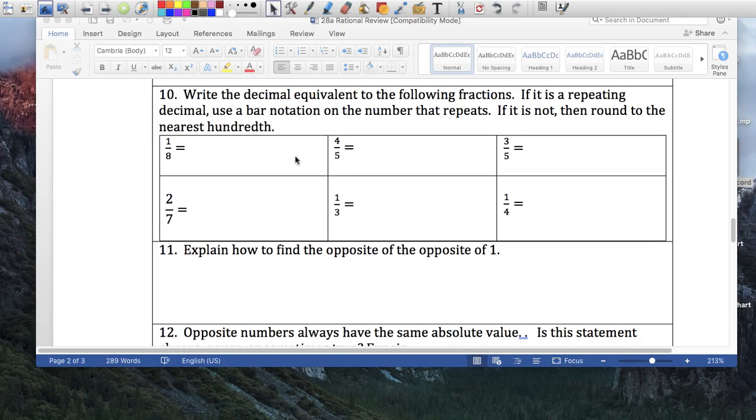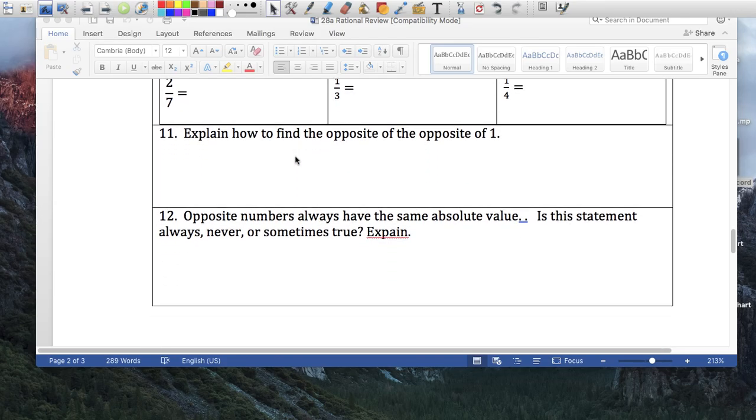And then we have 11. Explain how to find the opposite of the opposite of 1. Really? Well, here's 1, and the opposite of 1, I'll draw a number line. Here's 0, here's 1, here's negative 1. So if you're at 1 and I ask you to find the opposite of 1, well, that's easy. It's negative 1, so you land here.